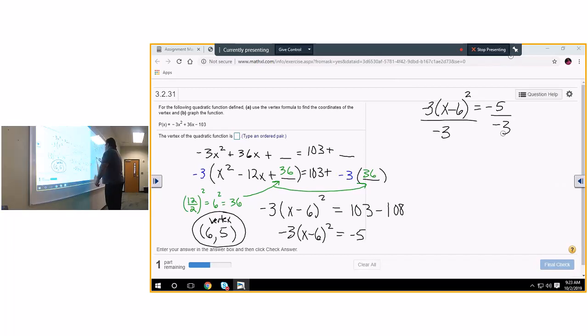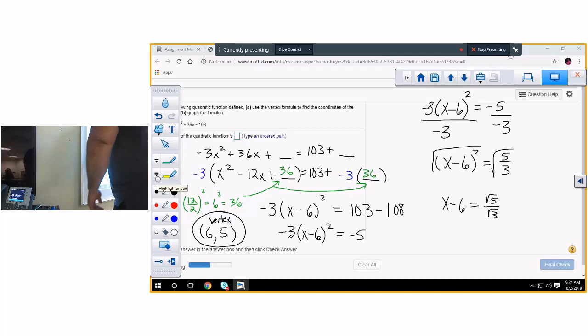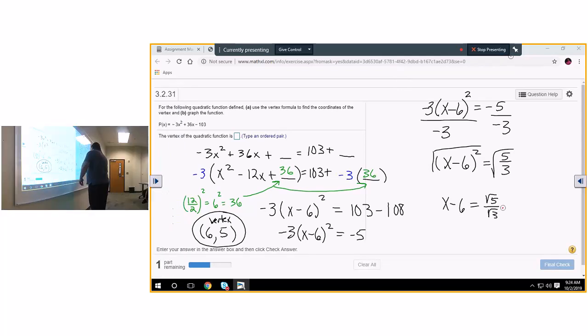3 times the quantity x minus 6, squared, is equal to 5/3. Now I'm going to take the square root of both sides. And I'm going to get x minus 6 is equal to the square root of 5 over the square root of 3. Now I'm going to rationalize the denominator. And they asked you to do this in 3.1, so you should have learned it. And I went over a couple of questions about it. So I'm going to multiply by the square root of 3 over the square root of 3.